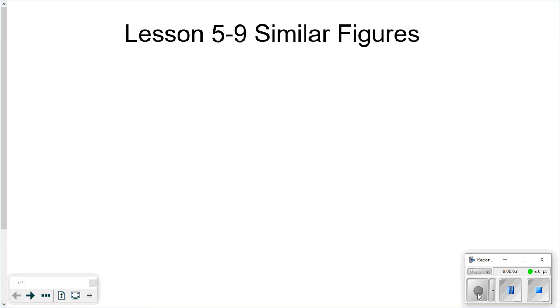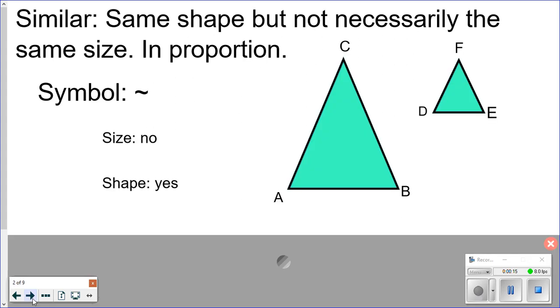Today's lesson is 5.9, similar figures, and we're going to be using proportions and everything we learned in the past chapters to figure out missing lengths and missing sides of certain shapes. So the first vocabulary word I have is similar. When we think of the word similar, we think the same. We think of close, they're very similar, they're very close to each other. But the definition today is the same shape, but not necessarily the same size.